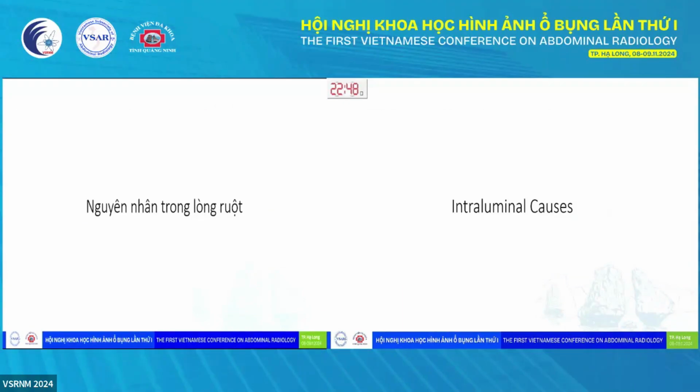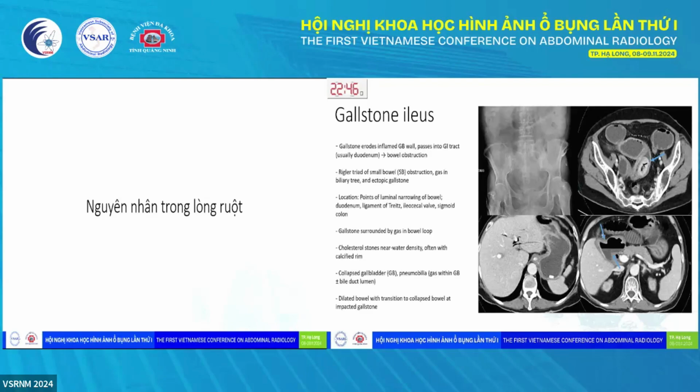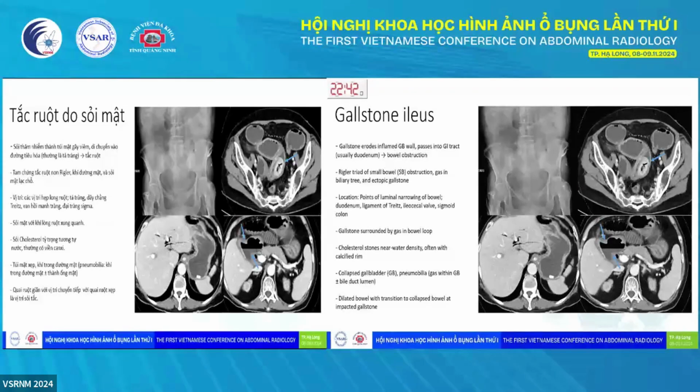So we move on to the intraluminal causes of small bowel obstruction. The first one that I'm going to talk about is gallstone ileus. This occurs when gallstone erodes through an inflamed gallbladder wall and passes into the gastrointestinal tract, usually the duodenum. And this results in small bowel obstruction as the stone migrates distally down the small bowel loops.